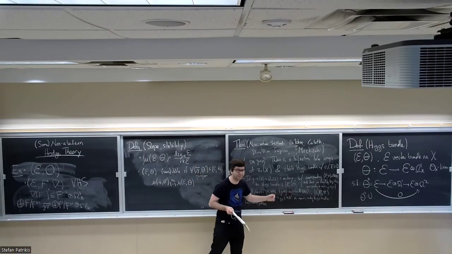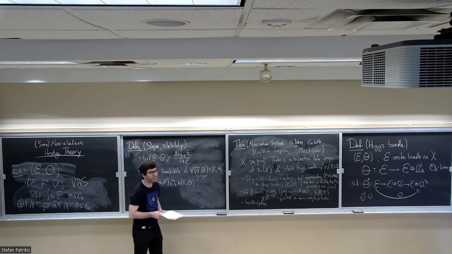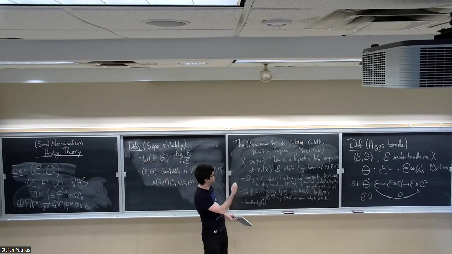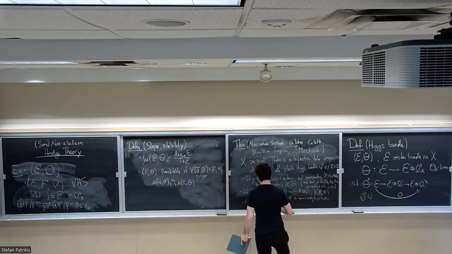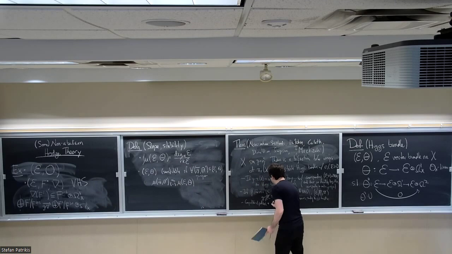If we pull back the Higgs bundle on x, you have to think a little bit about how to go from that to a Higgs bundle on y. But if you think about it first, you'll see how. So it's compatible with pullback, and it's also compatible with smooth, proper pushforward.